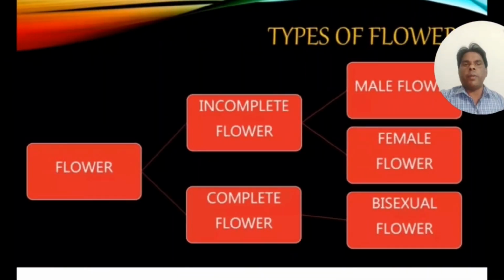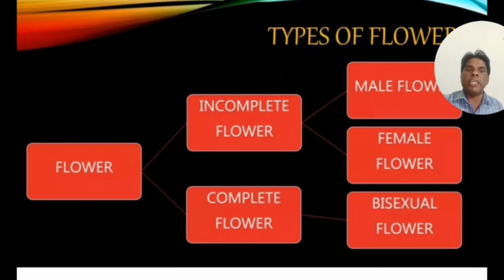The types of flowers. Based on the presence of different parts of flower, calyx, corolla, and androecium, there are two types of flower. First one, complete flower, contains all four whorls, sepals, petals, and stamens, and pistil are present there. Second, incomplete flower, lacks one or more whorls. Example, grasses. Bisexual flower, contains both stamen and pistil. Example, hibiscus and other plants.